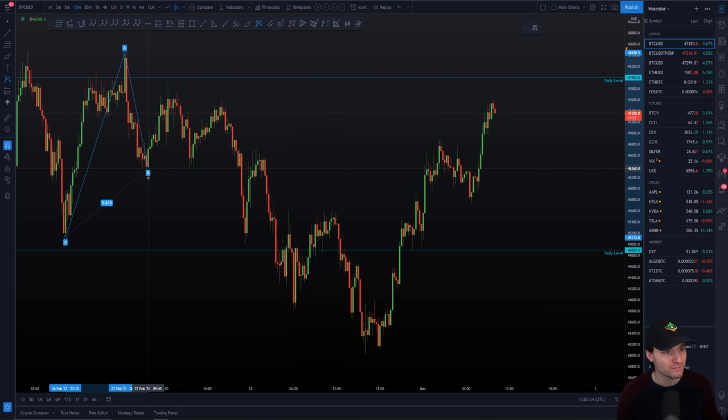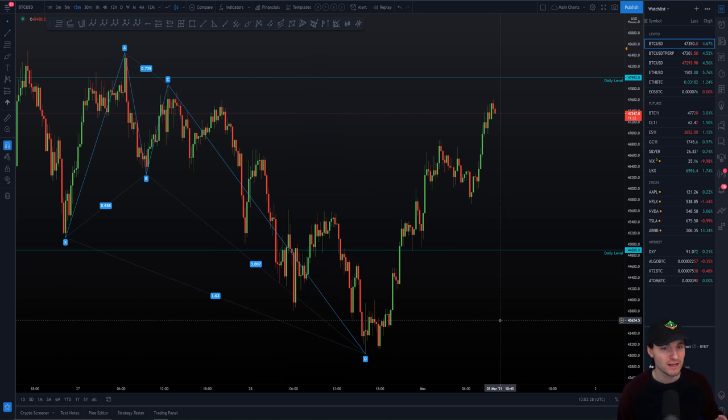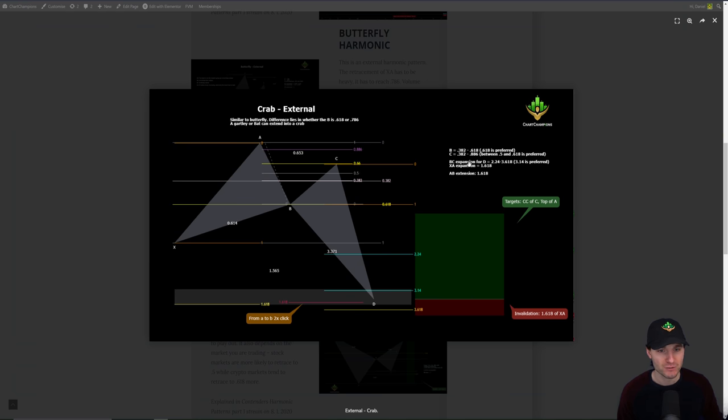And if we add on the crab harmonic, so we obviously go from the low X to the high A, to the low of B, to the high of C, and then you get this move down for D. Ladies and gentlemen, what I'm going to share with you here is the cheat sheet that we have on the Chart Champions website, so you can really understand why we got this bounce off D.